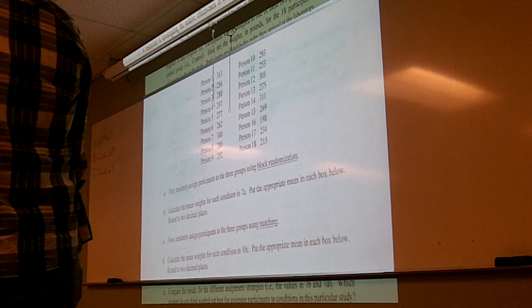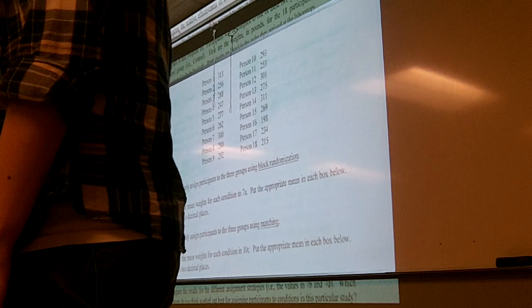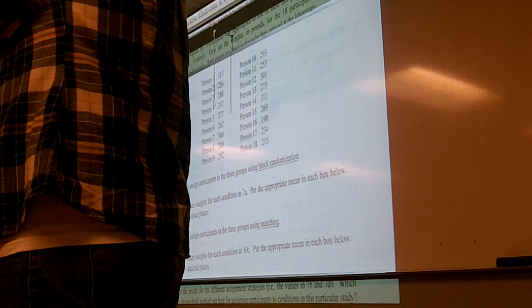All right, 198. Svelte. Okay, so that's 18, right? In order from top to bottom. Okay, now we're going to create groups. How big are our groups going to be? Three. Why three? Because we have program A, program B, and the control group.